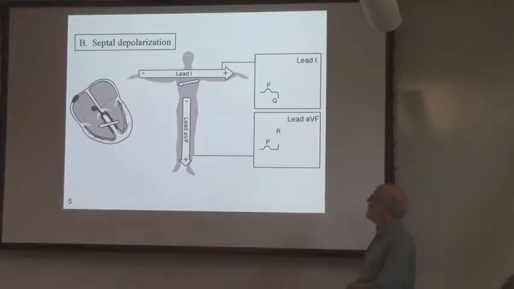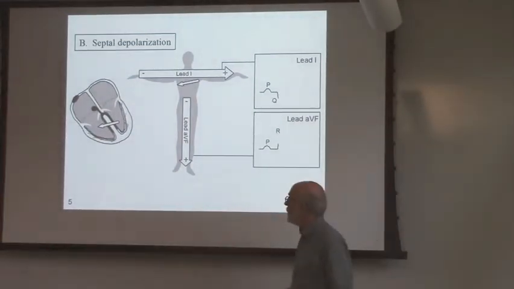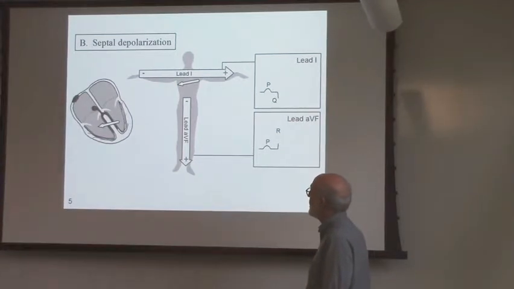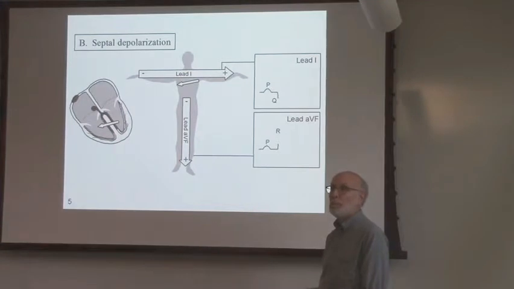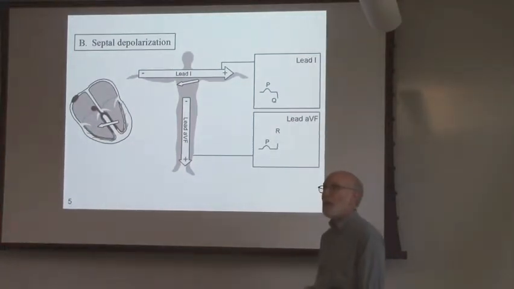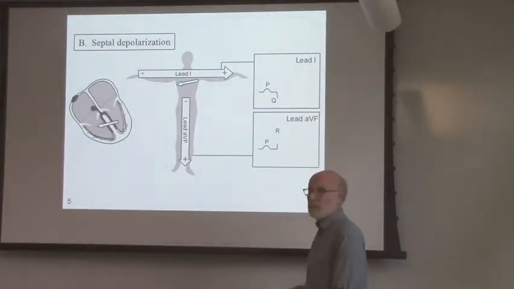What is it in lead AVF? Positive. Small positive, real small positive, because it's almost perpendicular. What is it in lead 2? Negative. Small negative. Maybe small negative, because if anything, it's negative. Okay, so you've got the right idea. Lead 3, probably positive.